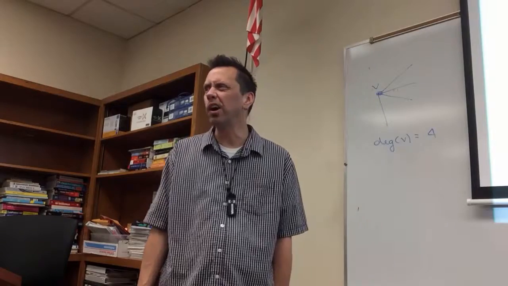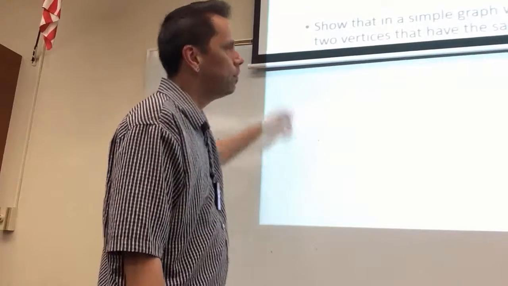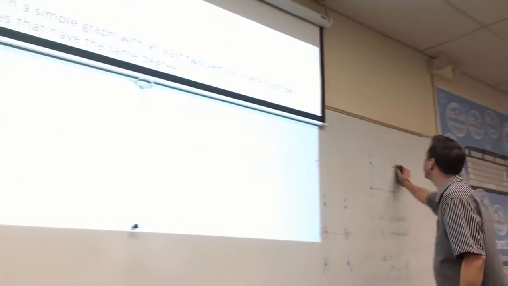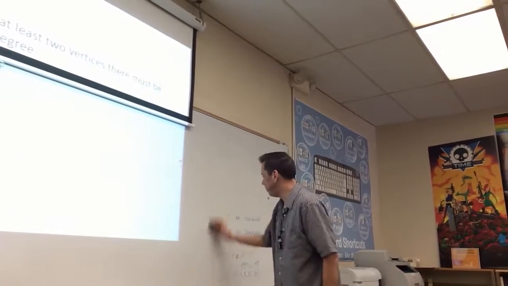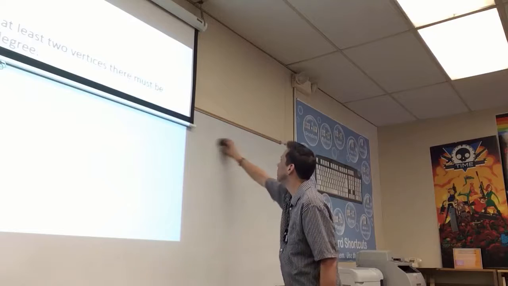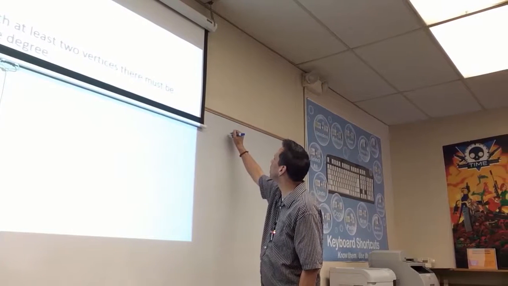All right. Now some math. Show that in a simple graph with at least two vertices, there must be two vertices that have the same degree. I think we did a problem kind of like this once before. Remember, simple means undirected, no multiple edges, no loops. Okay, so at least two vertices. Suppose n is at least 2.